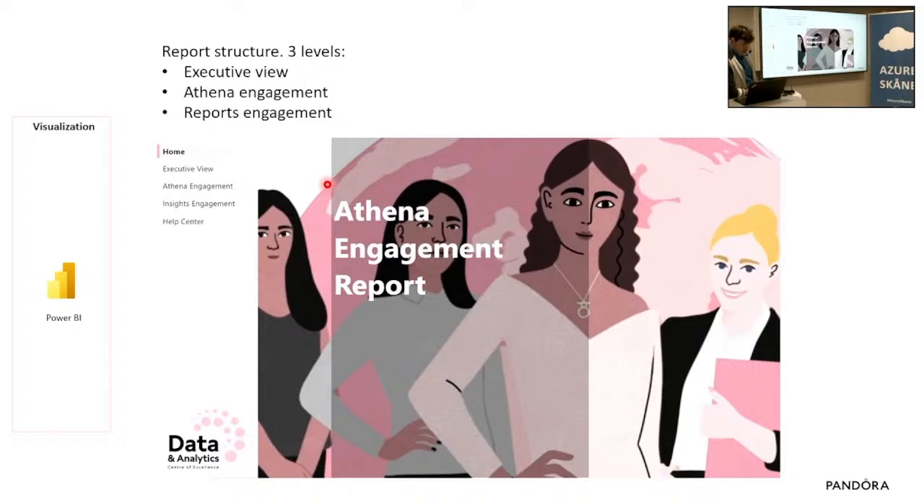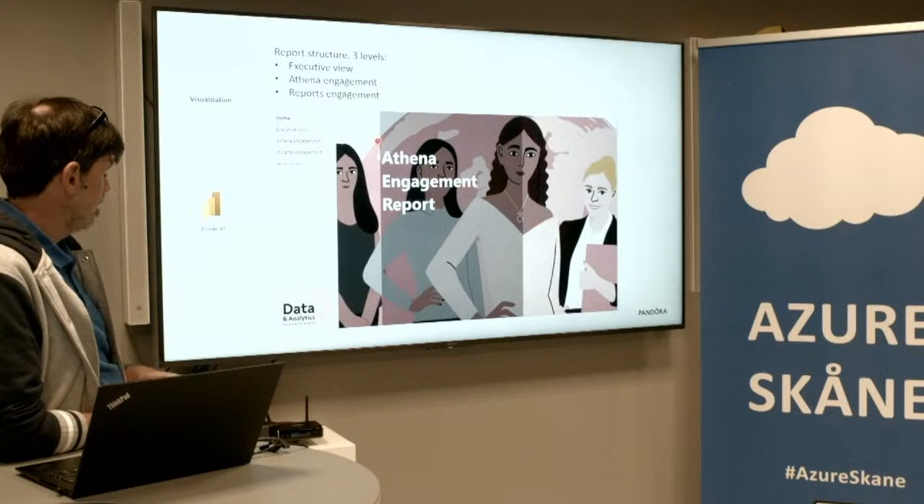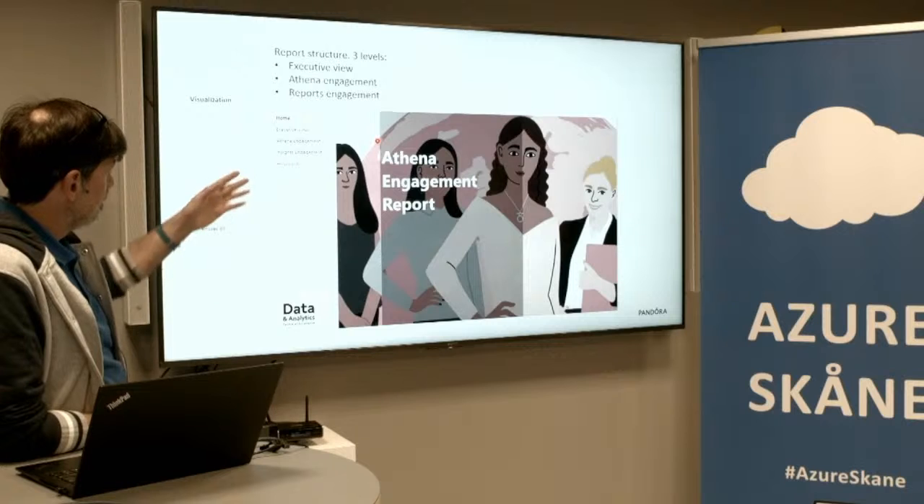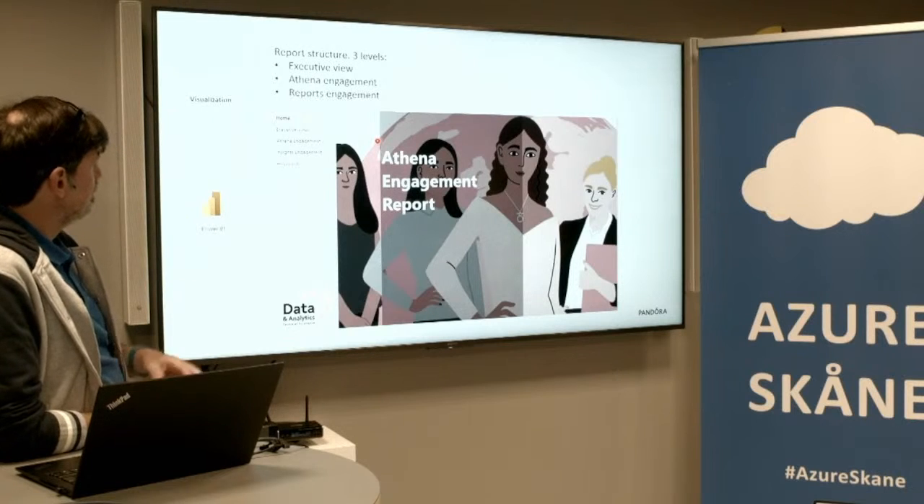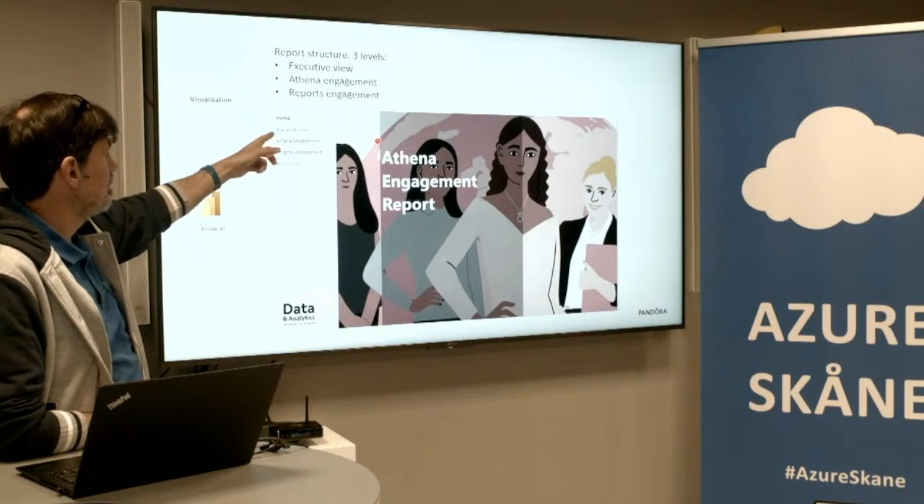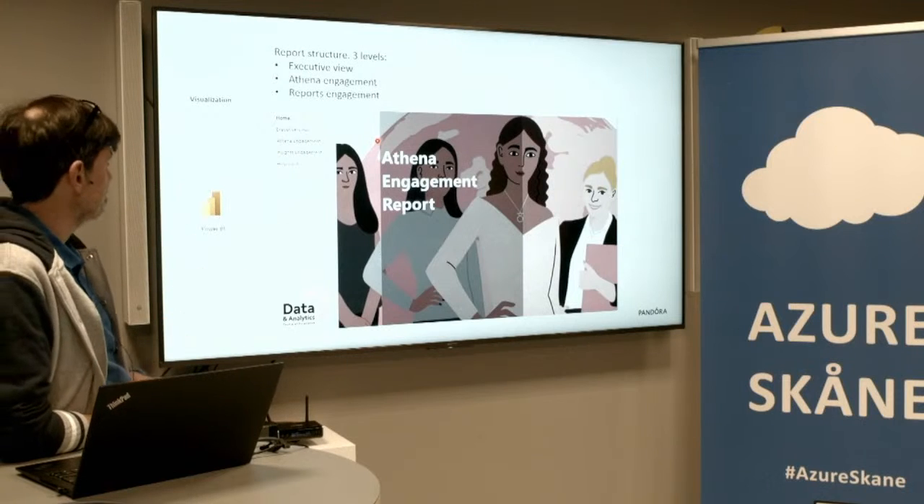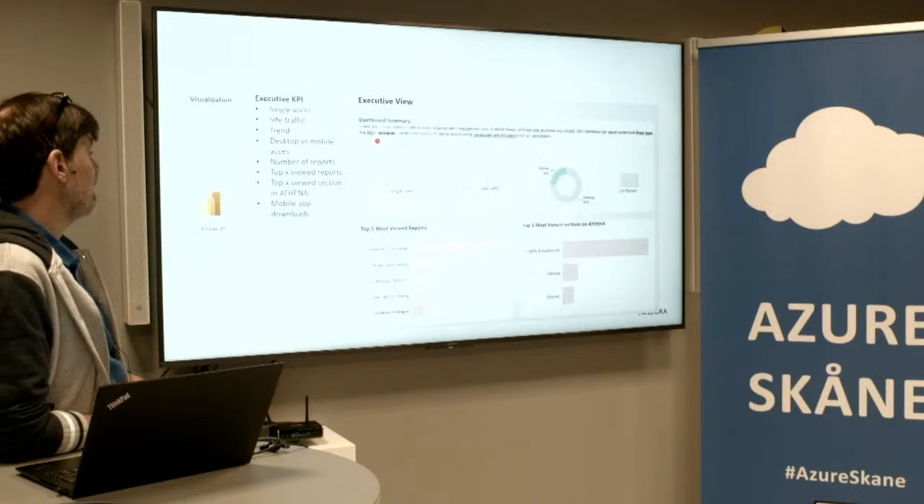This is how the report looks. This is a Power BI report, and we have three main pages: the Executive view, then the SharePoint page, and the insights, so the Power BI reports page, with some KPIs.